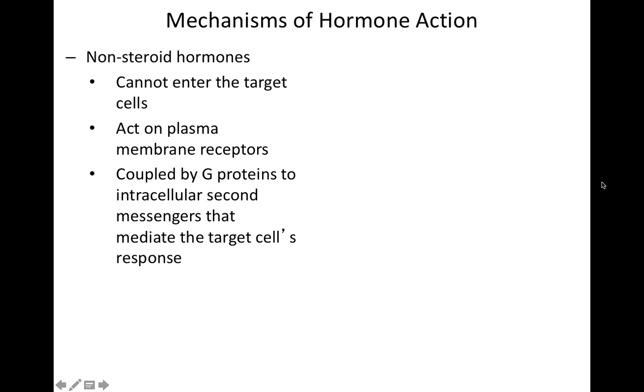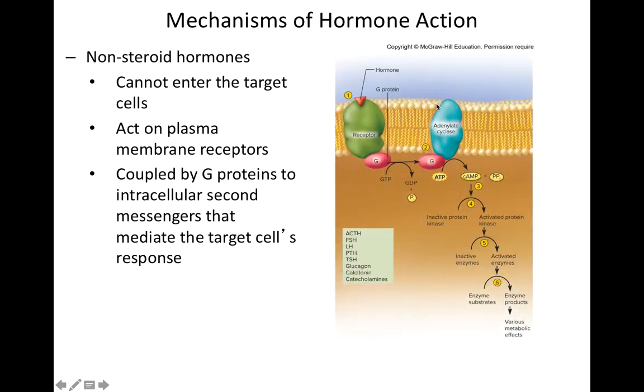Non-steroids can't enter the cell. Their chemical property means that they are not capable of diffusing through the lipid bilayer, which means they are going to have to activate a membrane-bound receptor and then use what's called a second messenger system. Often these are linked to what are called G proteins. The G protein activates another enzyme that gives us a second messenger.